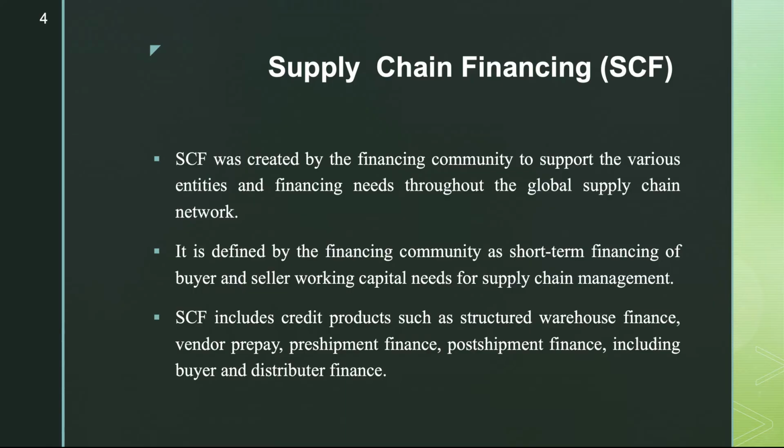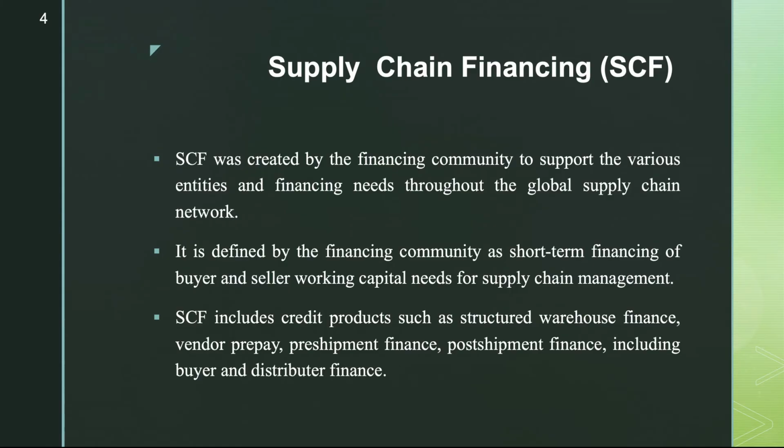By definition, supply chain financing is defined by the financing community, because they are the ones who created it, as a short-term financing of buyer and seller working capital needs for supply chain management. Now, because this SCF, as it's called in short, is typically extended on the basis of receivables or on the basis of an invoice that will be originated in one country but claimed in another, it needs the use of technology that can track and monitor transactions. That is the key thing here. There needs to be technology involved as well.